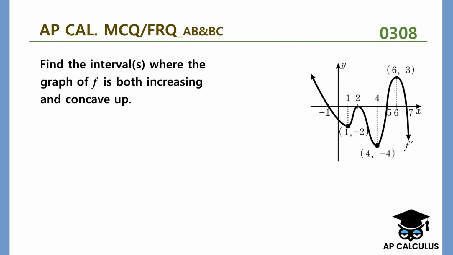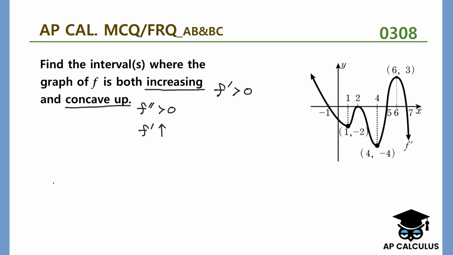Question 308. Find the intervals where the graph of f is both increasing and concave up. We know that the graph of f is increasing when f prime, which is the slope of tangent line, is positive, right? And the graph of f is concave up when f double prime, the second derivative, is positive, right? And when the second derivative is positive, we know that f prime is increasing, right?